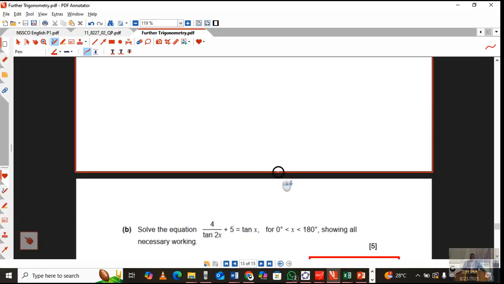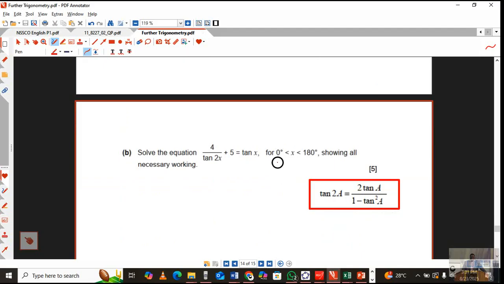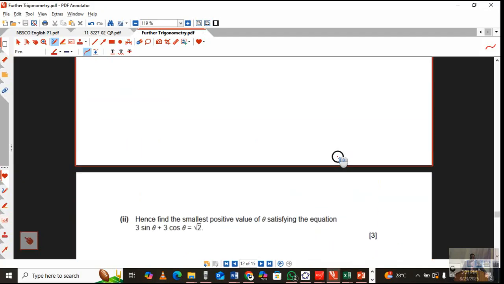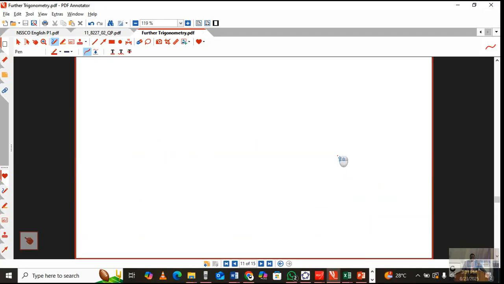Then there's a B part as well, where you have a different question. It's still the same topic, further trigonometry, but now you are supposed to solve this equation for 5 marks. Right, so let's start with the first part of the question, Roman 1.